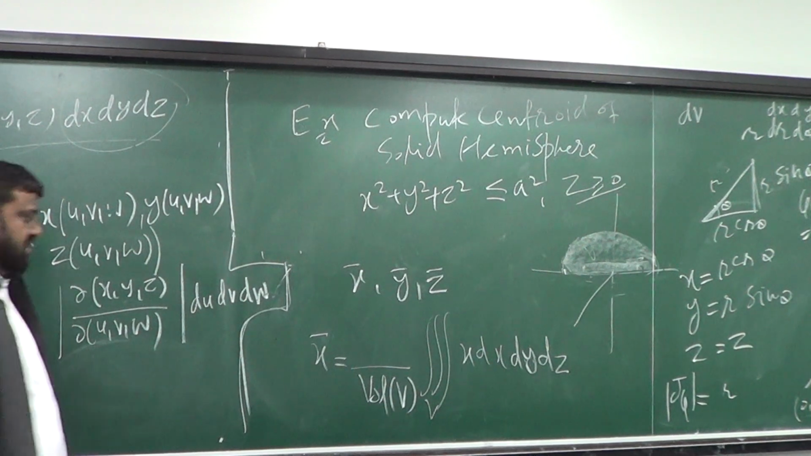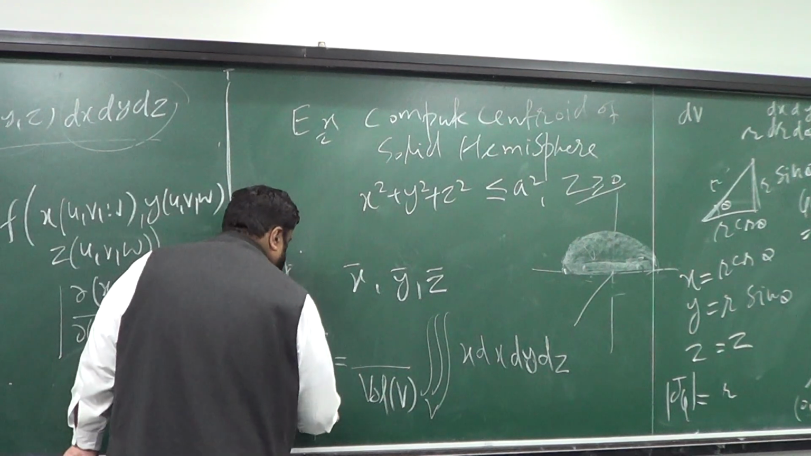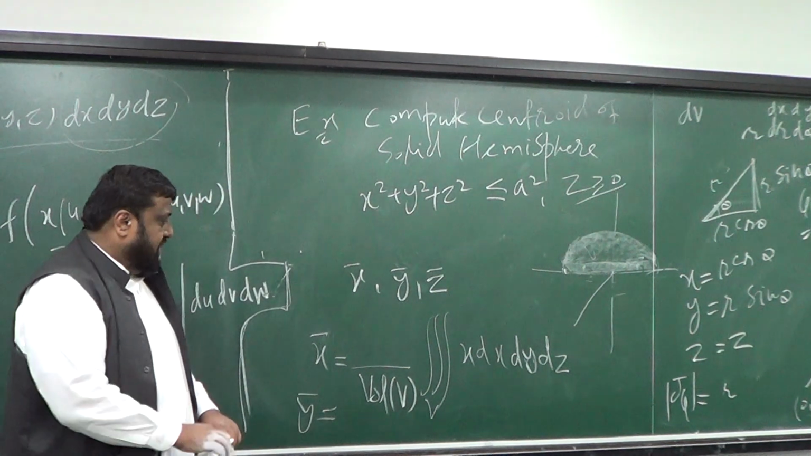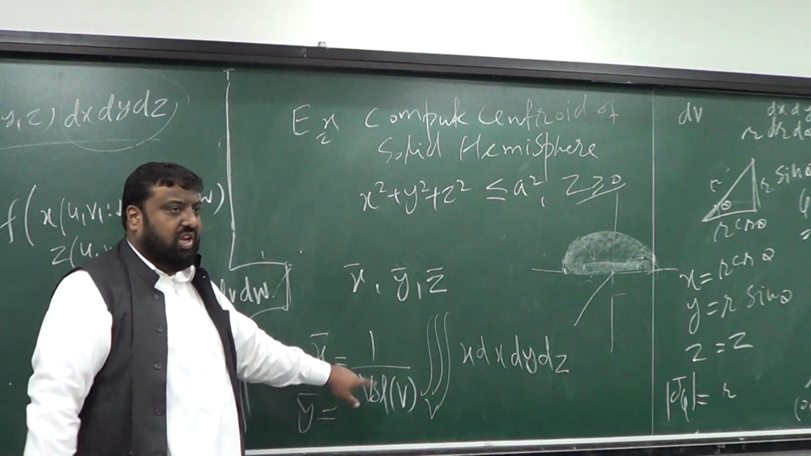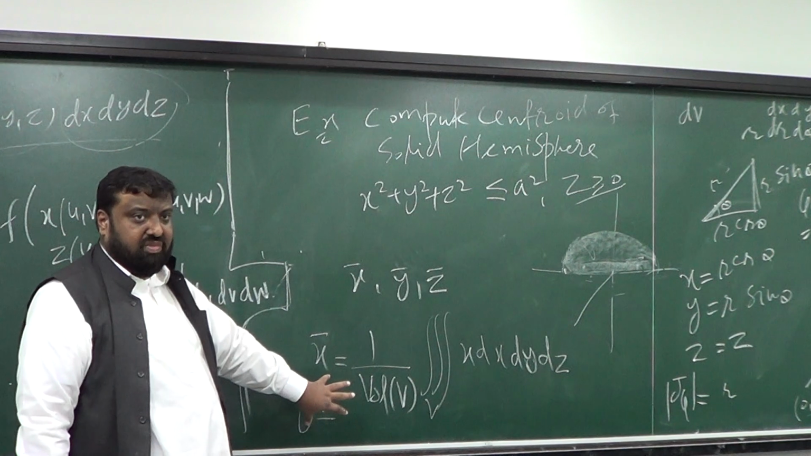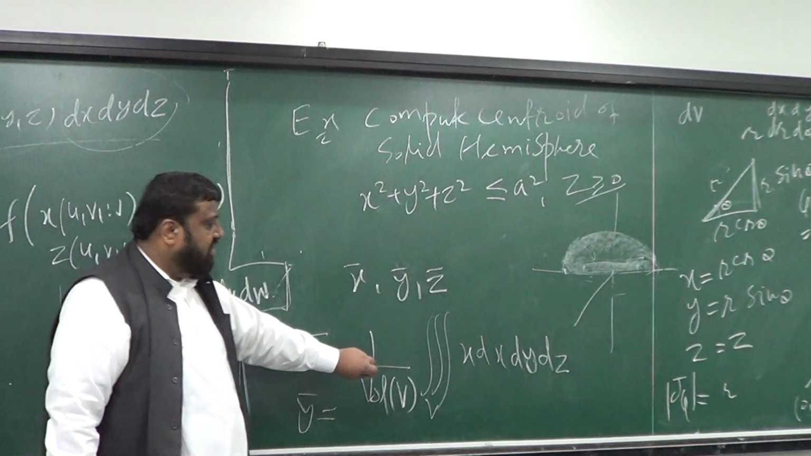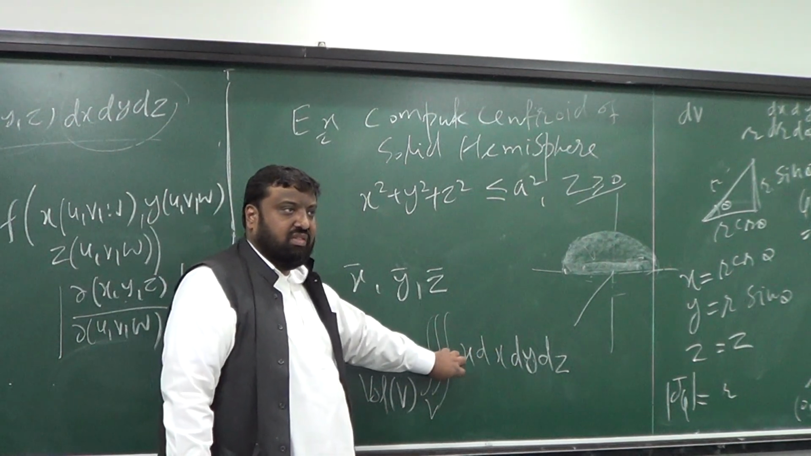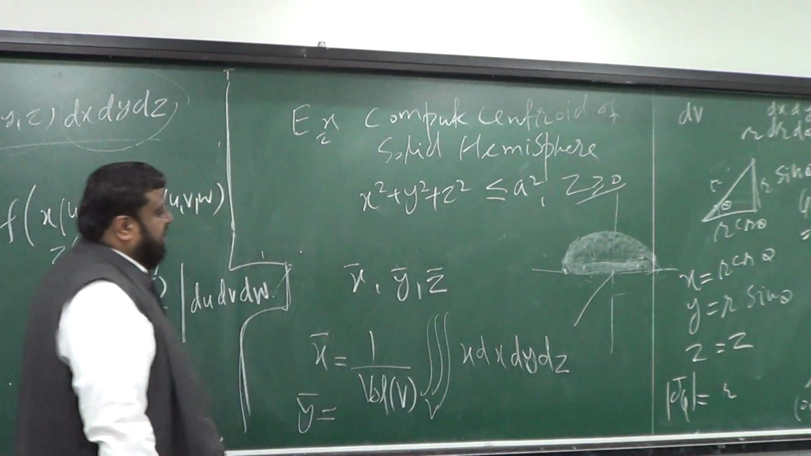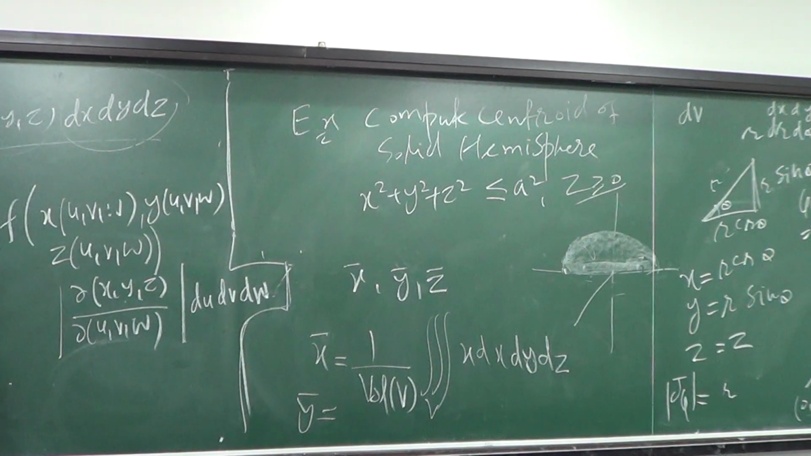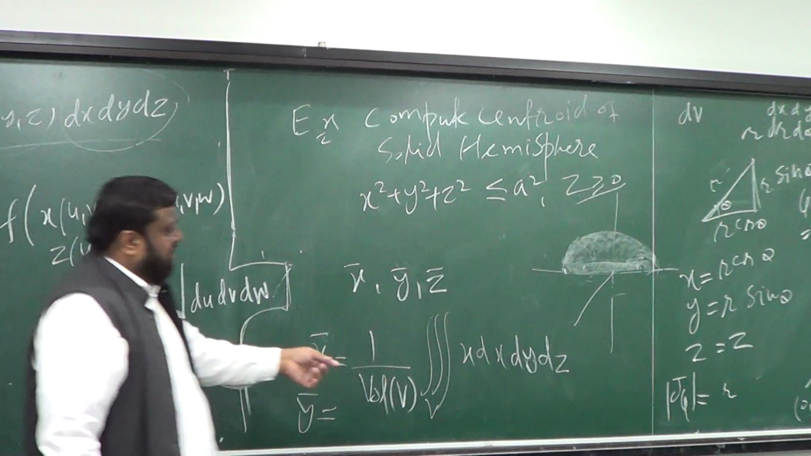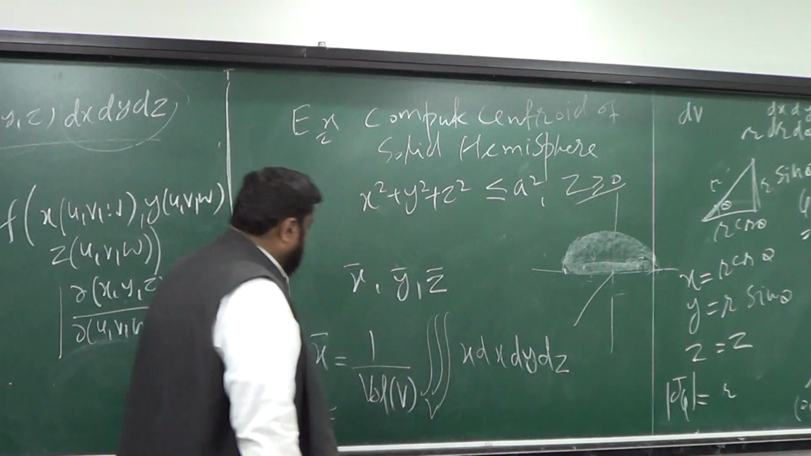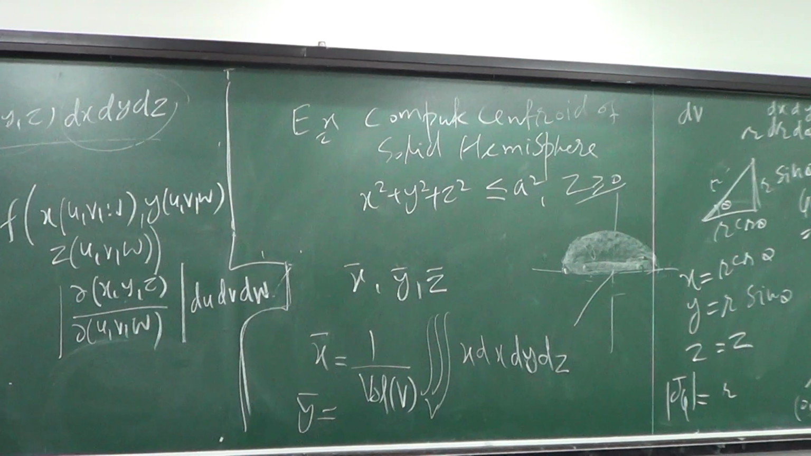And similarly, you can have y bar, that is going to be 1 over the volume of V, the entire volume, times this volume that lives under this plane X. And similarly you can have a formula for Z.